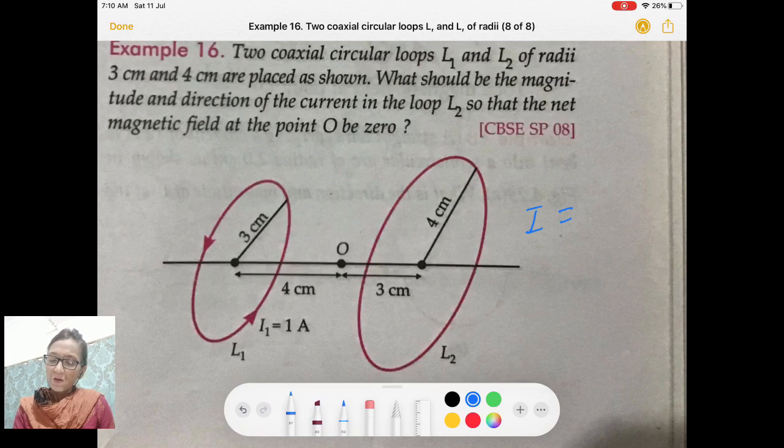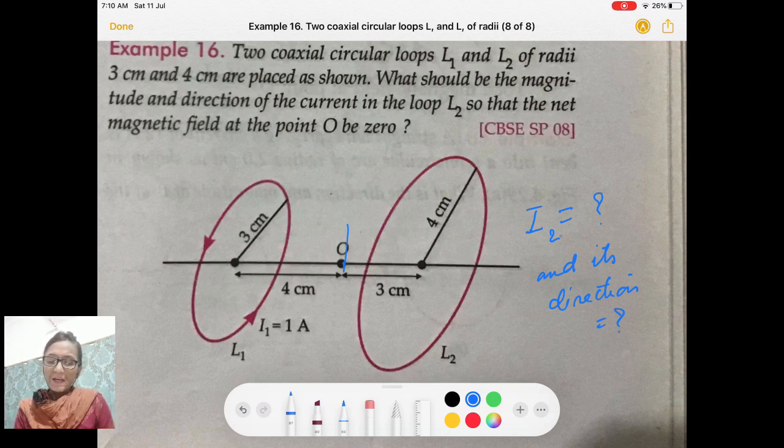I2 is equal to what? And its direction is equal to what? So that the net magnetic field at point O is 0. Here you need to have magnetic field 0 at point O, which is at a distance 4 cm from L1 and 3 cm from L2.